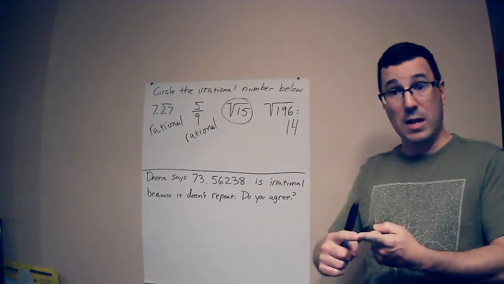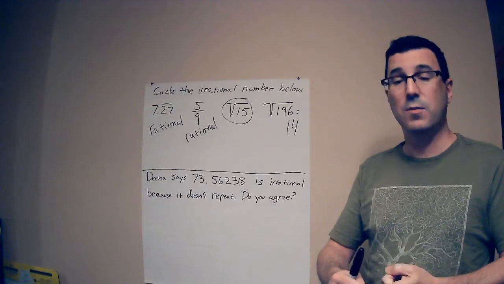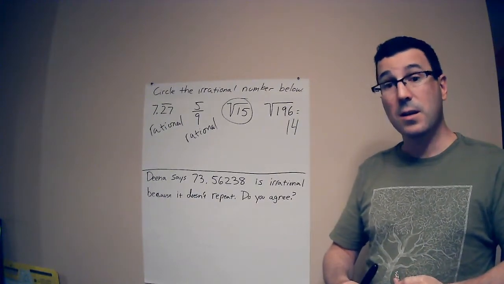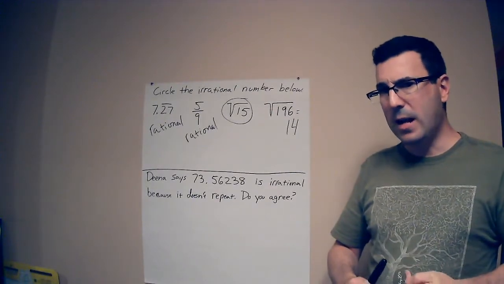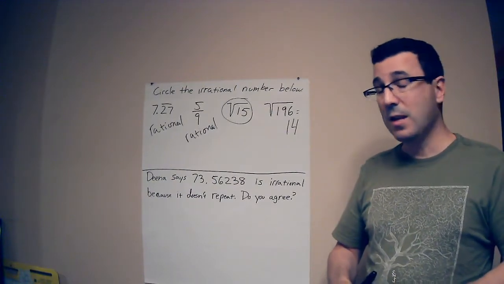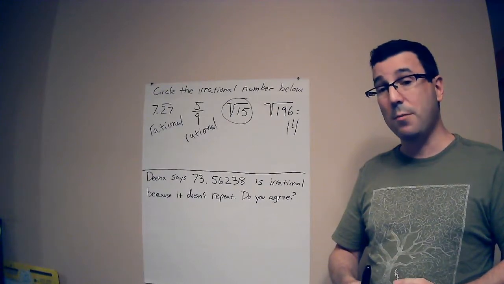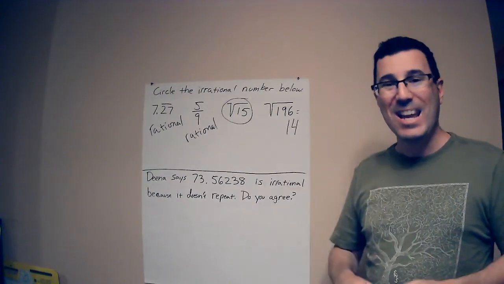Does it have a decimal? If so, does that decimal terminate? Yes, it's rational. Does the decimal repeat? Yes, it's rational. Can I write it as a fraction? Yes, it's rational. If I can't answer yes to any of those questions, it's probably an irrational number. Irrational.